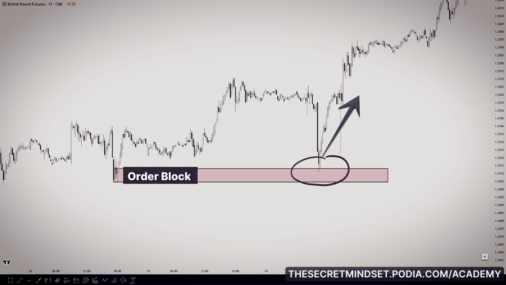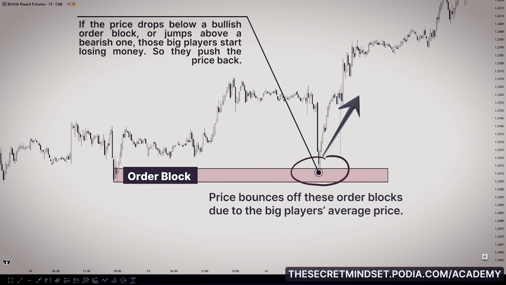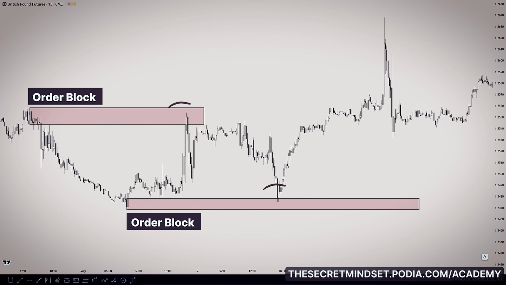I'll explain later the secret to find the best areas, but for now, think about this. Why does the price bounce off these order blocks? Well, it's all about the big players' average price. If the price drops below a bullish order block or jumps above a bearish one, those big players start losing money. And trust me, they don't like losing money. So they push the price back. It's like they're protecting their turf. This is why you often see that price returns to an order block before continuing its main move.